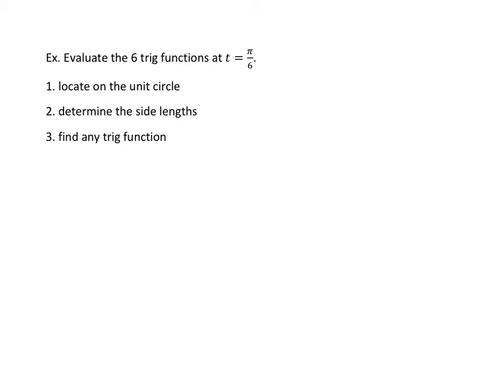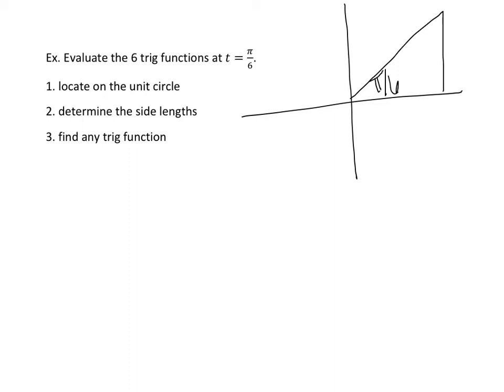Okay, instead of giving us the picture, all it's giving us is the angle, and we come up with the picture. So first of all, what quadrant am I in? I've got to locate it on the unit circle. Pi over 6 is going to fall into quadrant 1. So here's pi over 6, so I know I'm in a 30, 60, 90 triangle.